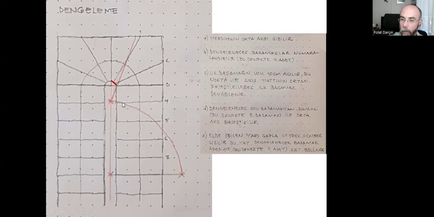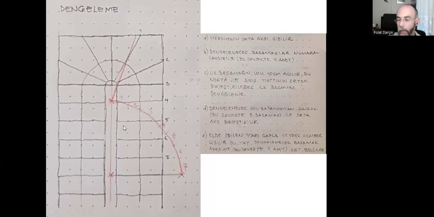I draw a quarter circle here. That's my radius, and it comes from these 2 crosses. I draw this quarter circle, and I divide it equally into 7 pieces because I will be balancing 7 steps. This arc, quarter circle, is divided equally into 7 pieces. First piece, second one, third one, fourth one, fifth one, sixth one, and seventh one. 7 equal pieces.